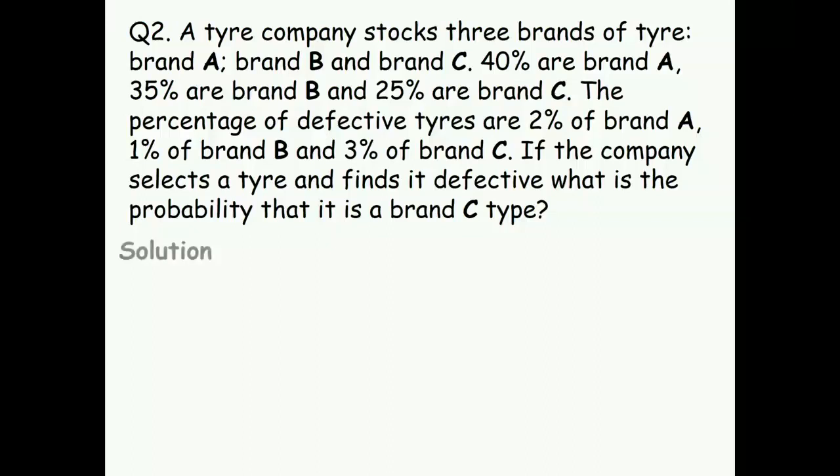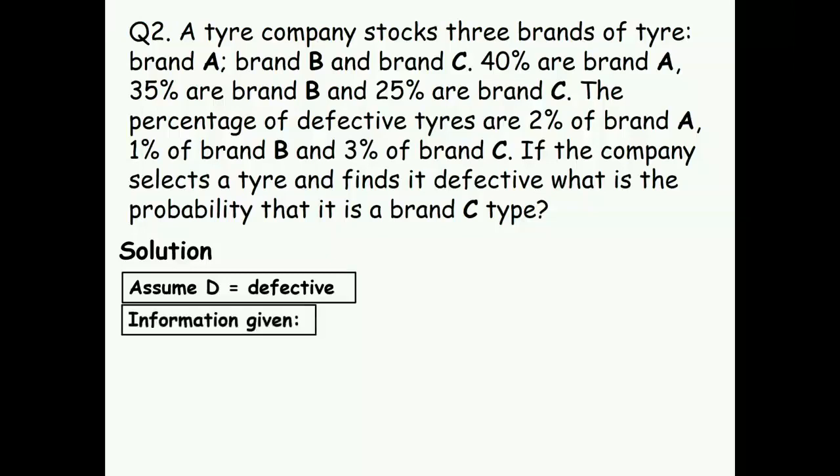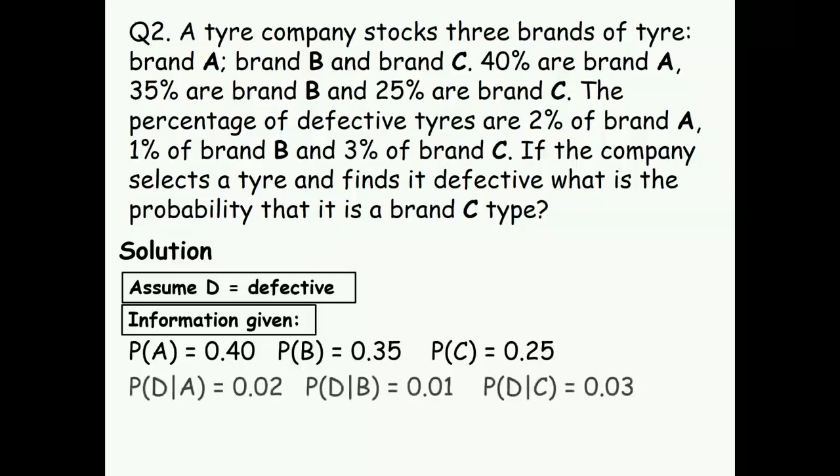Let's go quickly. Solution. Assume D equal to defective. Information given: probability of A, 0.40, B, 35, C, 25. Now, the percentage of defective tires is 2% for brand A. Given that it is brand A, the probability of defective is 2%, 0.02. Given that it is B, the probability of defective is 1%. All this information is given.